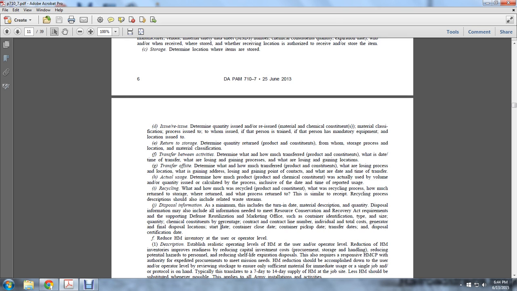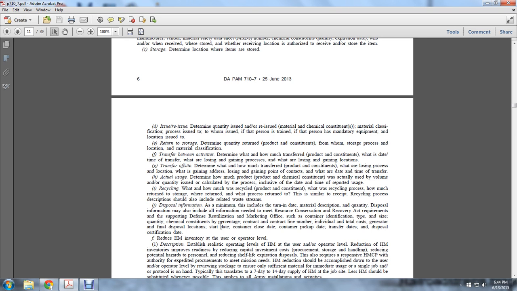Issues and reissues: determine the quantity issued of the material, chemical constituent, material classification, process, to whom issued, if the person is trained, if the person has mandatory equipment, and the location issued. Return to storage: determine the quantity returned of the product, the constituent, from whom, the storage process, location, and material classification.